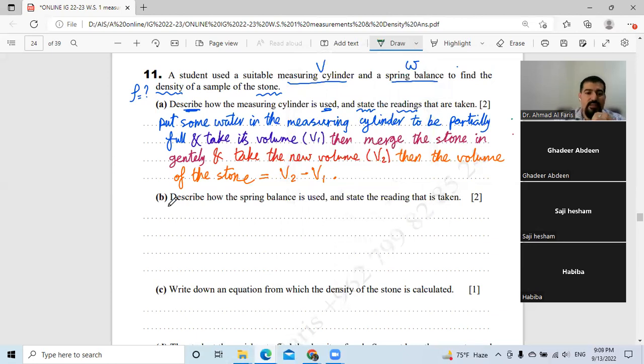Okay, good. Part B. Describe how the spring balance is used and state the readings that are taken. Now the spring balance, how can we use it? Bravo, to find the weight. Excellent. The weight of the stone. But I don't want the weight because I want to find the density. So what do I need next? Exactly, divide by the gravity acceleration, the gravitational field strength, 10 or 9.8.